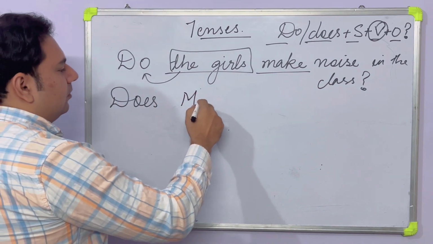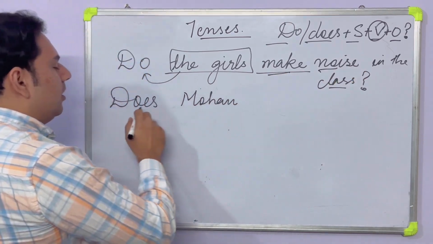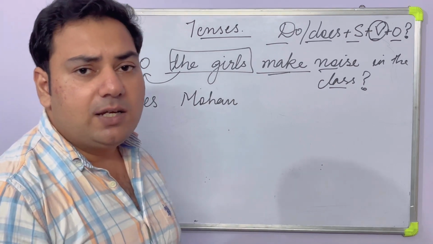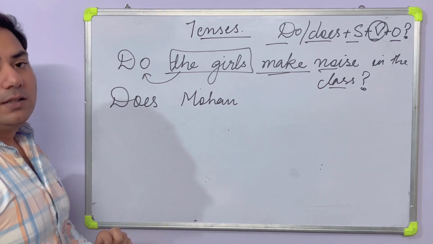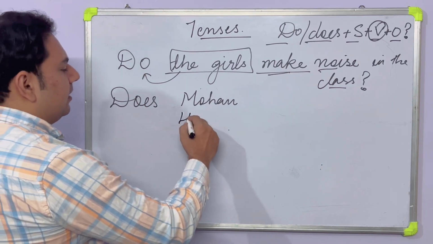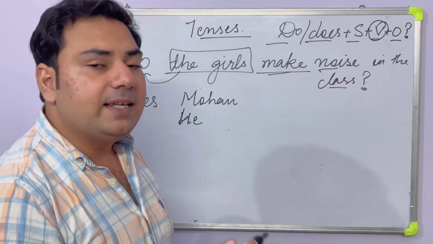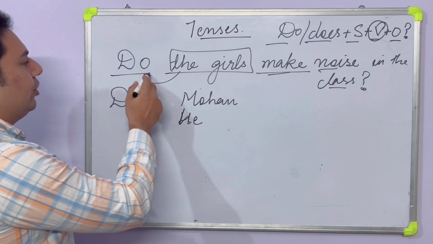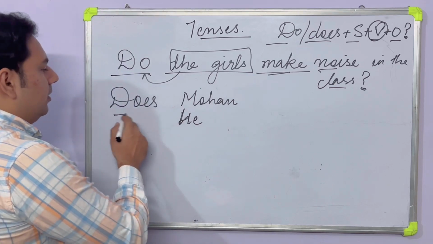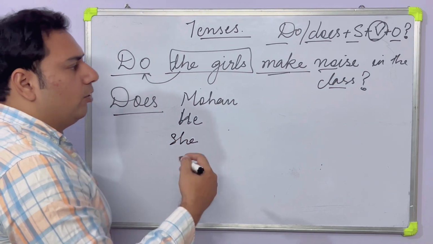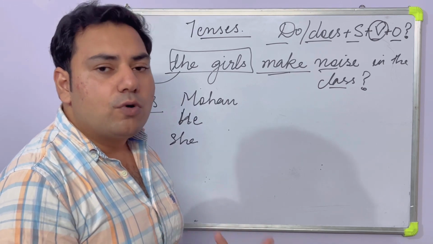Does Mohan make noise in the class? Question mark. So that will remain the same. No changes will be made in the verb. Only the changes will be there with the do and the does. Does he eat his lunch? Does he eat his lunch, or do they eat their lunch? Does she go to the market, or do we go to the market?